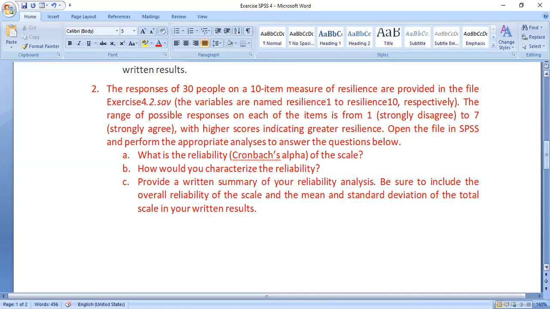So A, what is the reliability, Cronbach's alpha, of the scale? B, how would you characterize the reliability? And C, provide a written summary of your reliability analysis. Be sure to include the overall reliability of the scale and the mean and standard deviation of the total scale in your written results. So changing the file and moving to the SPSS file.